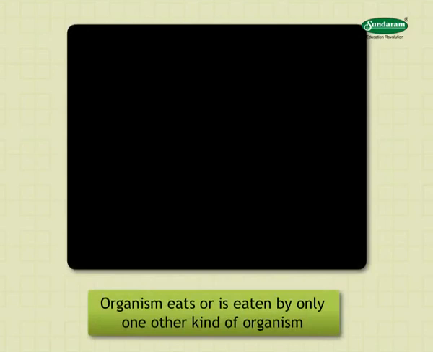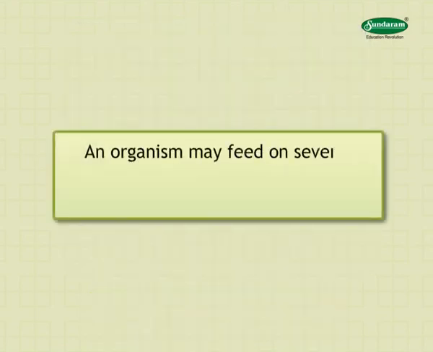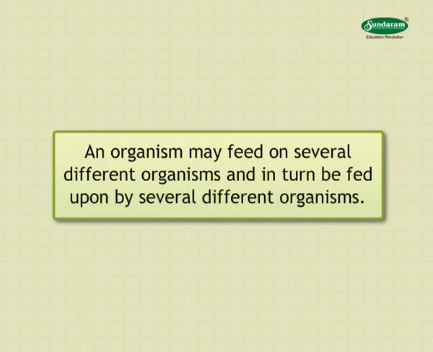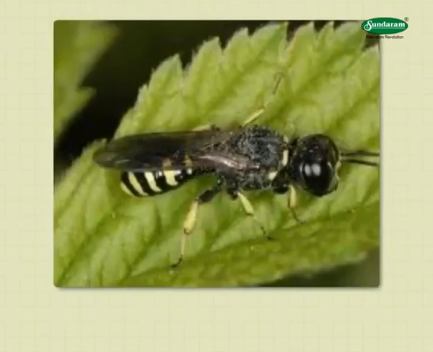It rarely happens that an organism eats or is eaten by only one other kind of organism. So, food chains in nature are rarely simple. It is more commonly seen that an organism may feed on several different organisms and in turn be fed upon by several different organisms.